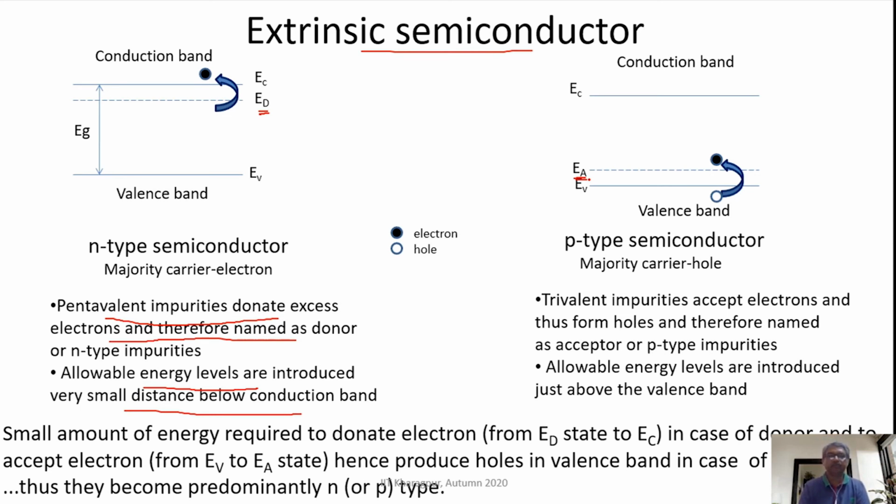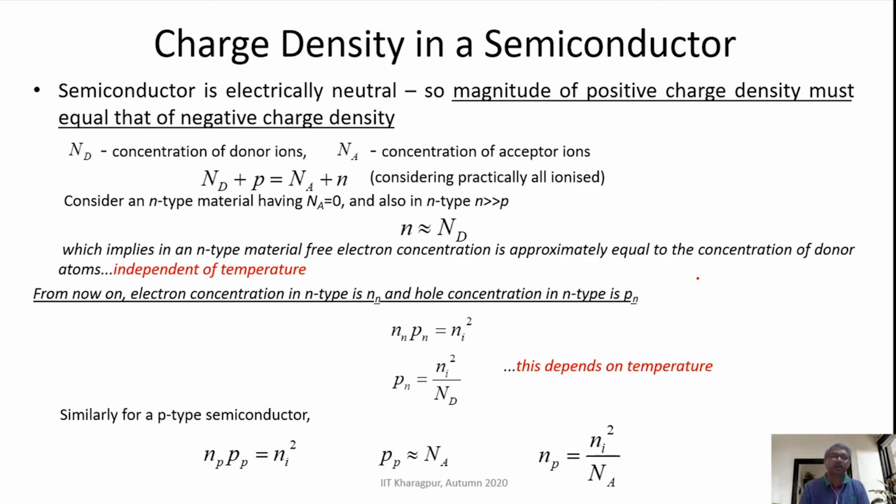As I said before, in case of n-type semiconductor the majority carrier is electron, and in case of p-type semiconductor the majority carrier is holes. Now let's discuss the charge density. The charge density in a doped semiconductor of course depends on the dopants, either Nd or Na, depending on which kind of dopant you are using.